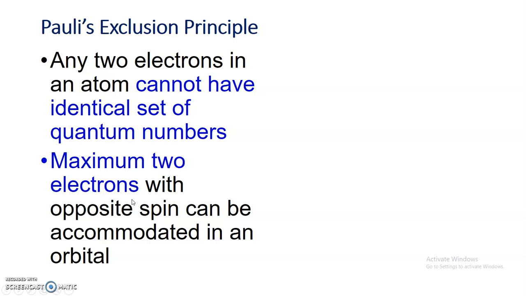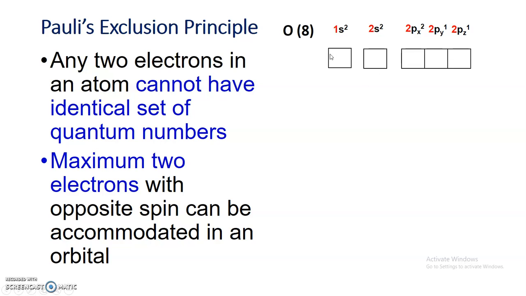Any two electrons in an atom cannot have the identical set of all the four quantum numbers, or maximum two electrons with opposite spin can be accommodated in an orbital. Now consider the example of oxygen. Oxygen has atomic number 8 and its electronic configuration is 1s2, 2s2, 2px2, 2py1, 2pz1. Now we are going to write the set of quantum numbers for each electron.